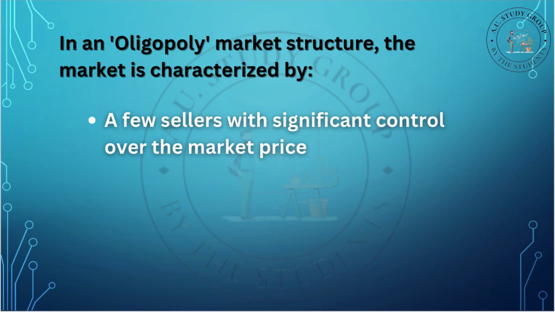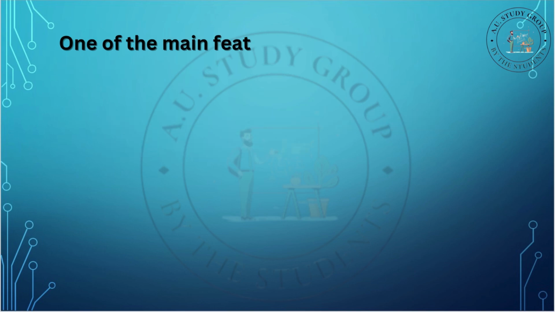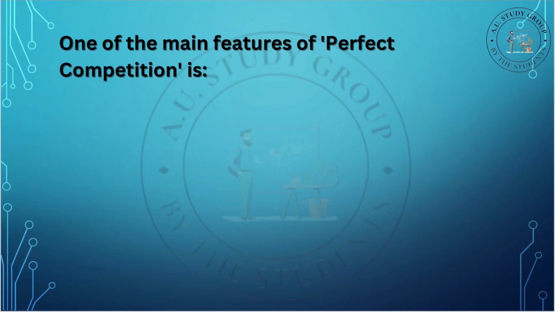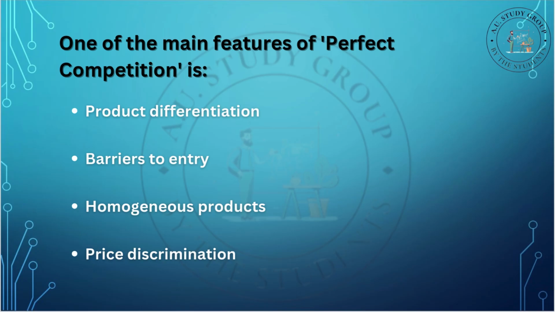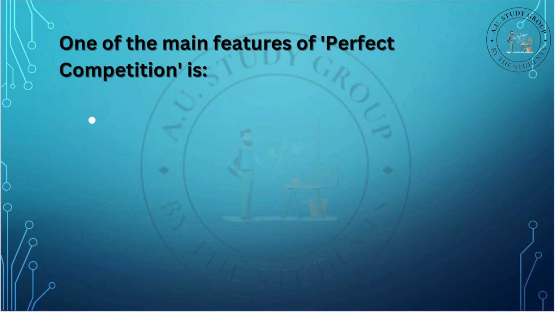Very good. Next one. One of the main features of perfect competition. What is the main feature of perfect competition? Product differentiation, barriers to entry, homogeneous products, or price discrimination. Which one is the main feature of perfect competition? Which is the right answer? Homogeneous products. Right.